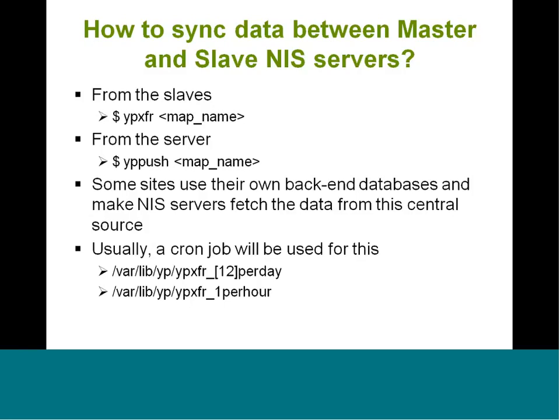And some sites use backend databases and make NIS servers fetch the data from this central source. So they have some backend databases already defined, and then the NIS servers fetch the data from this source. Essentially, they use a cron job to do this. For example, ypxfr 12 per day, which is basically every other hour, or a cron job with ypxfr 1 per day, 1 per hour, which is every hour it transfers that.